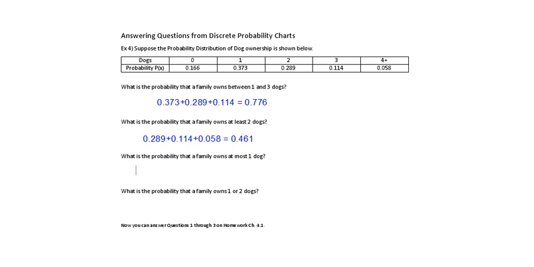All right, the next question says, what is the probability that a family owns at most 1 dog? Well, at most 1 means either 1 or 0. So I would do 0.166 plus 0.373. And that's equal to 0.539. And then finally, what is the probability that a family owns 1 or 2 dogs? So 0.373 plus 0.289, that is equal to 0.662.